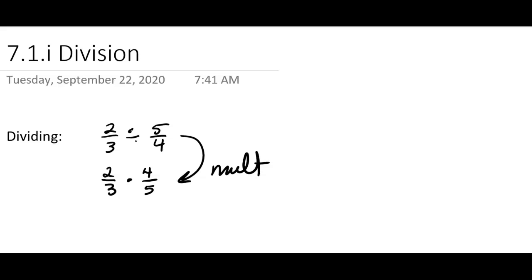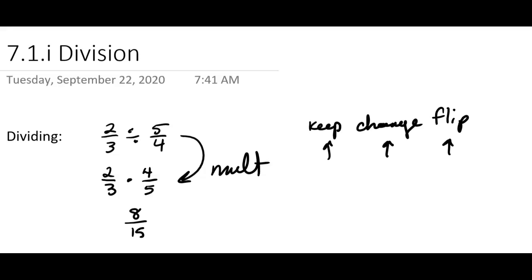So you might remember doing something like that in the past. My students have a phrase, sometimes they say keep, change, flip. So they mean keep the first one, change from division to multiplication, and then flip or reciprocate the second one. Okay? And then from there, it's a multiplication problem. We do what we were doing on the last couple problems. In this case, nothing cancels, so we'd get 8/15. Okay? And then that would be the answer for that particular problem.